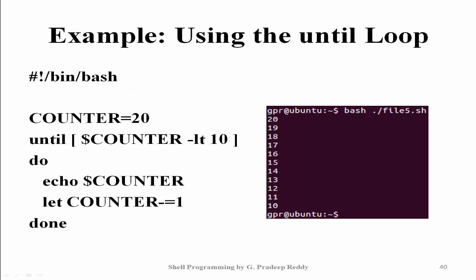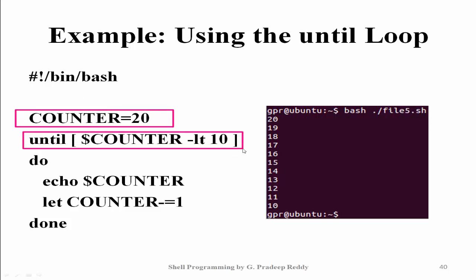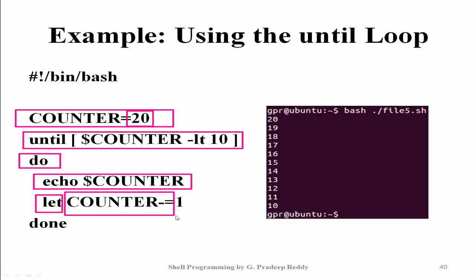Here you are going to use an until loop. Here counter equal to 20, until counter is less than 10. It means we have initialized counter as 20, until it is less than 10 you are going to do the following statements. Echo is going to print the counter. Then let is declaring the variable, and now counter equal to counter minus 1. So let counter minus 1 is similar to counter equal to counter minus 1.